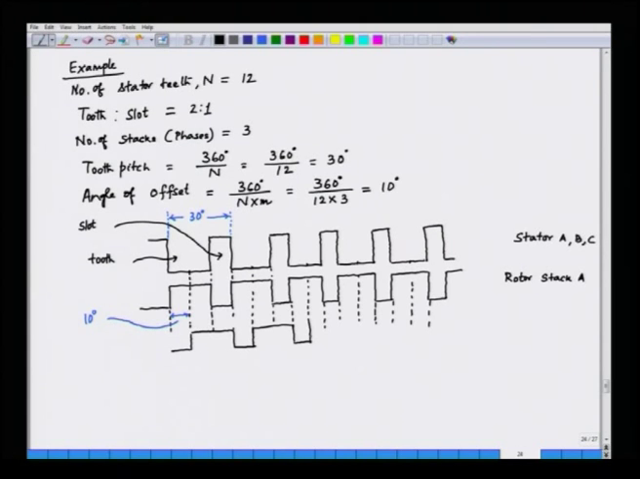So, we can complete drawing this stack B of the rotor. This is a slot and then teeth. Then we have a slot and a tooth here, slot and a tooth, continuing like this. So, this is the rotor stack B. What about the rotor stack C? We can draw the stack C of the rotor in a similar way.